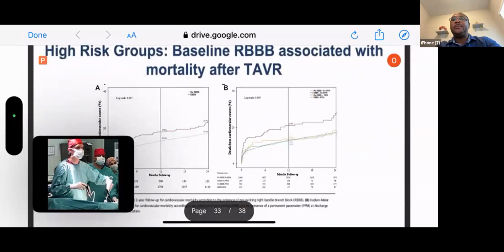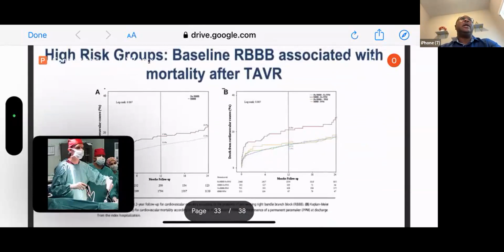All right, so we talked about those patients who had a pre-existing right bundle branch block, and I told you that these patients are one of the highest risk patients. And the reason also, if you look at it critically, is that they already have a right bundle branch block, and then you're going to put a pacemaker that may affect their left bundle. So basically, you're kind of giving them high degree AV block.